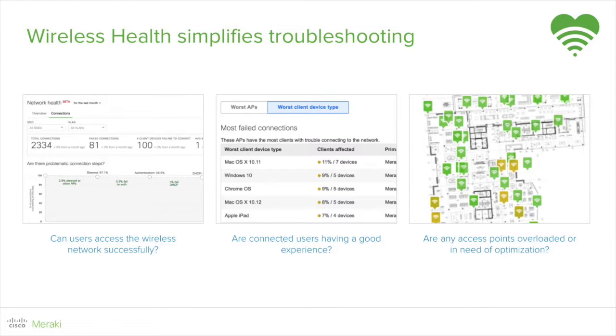So right away you can tell what the problem on your network is. Is it because you've exhausted your IP address pool? Is it because there's some sort of authentication issue? Which access point is actually having the most problems? What client is actually experiencing the worst experience on your network?